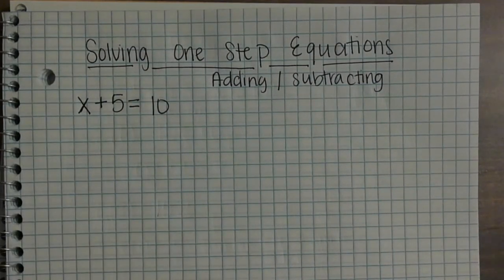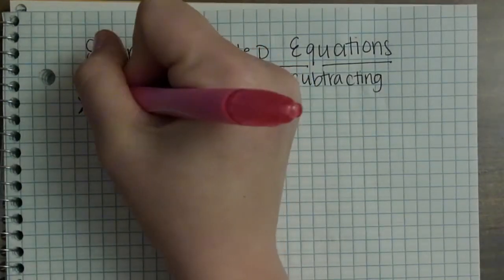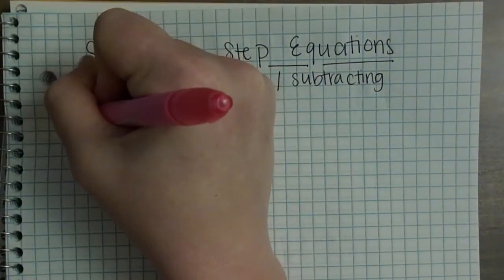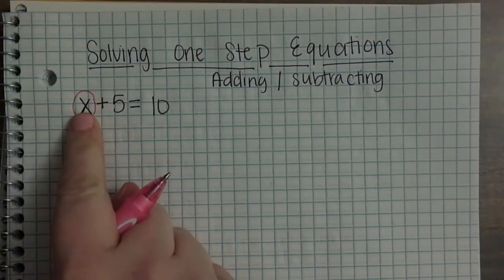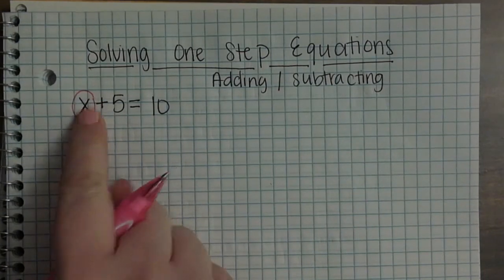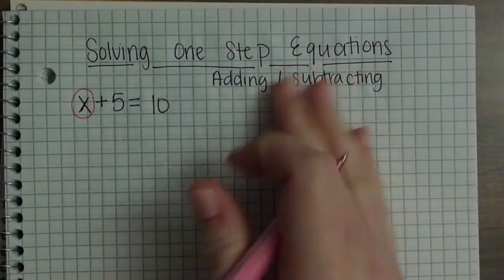But I'm going to show you these steps so that you get used to the way that I have found to be the easiest, or at least it's the easiest for me. So I like to circle what I'm looking for. I'm looking for x, and I want to get this by itself on this side of the equation, and then everything else is on the other side.